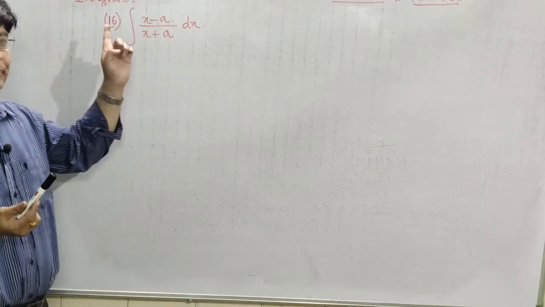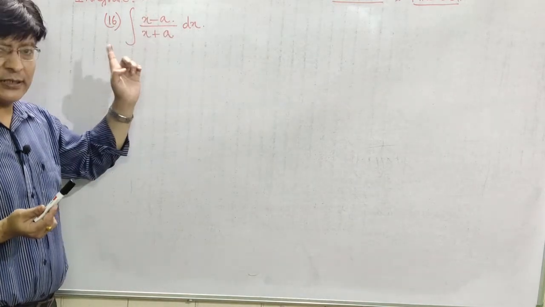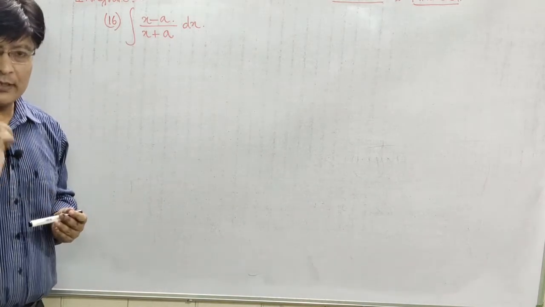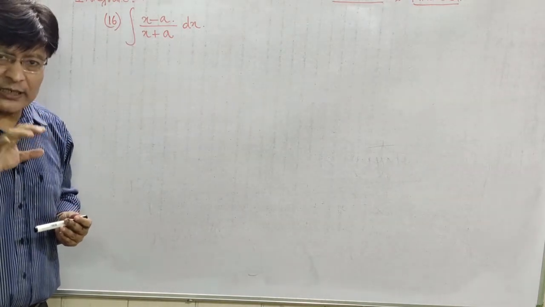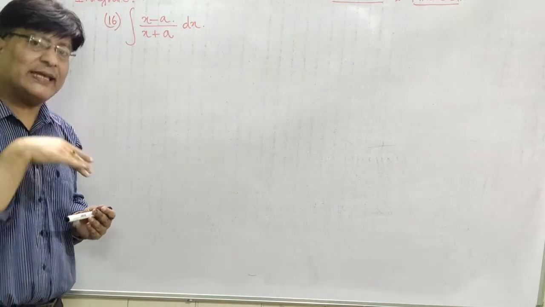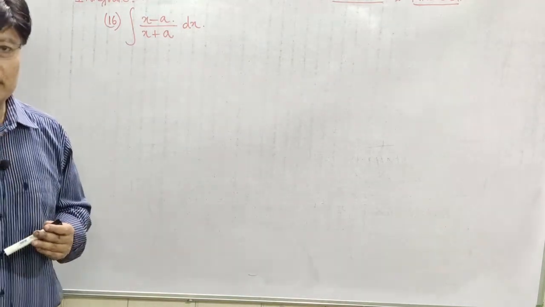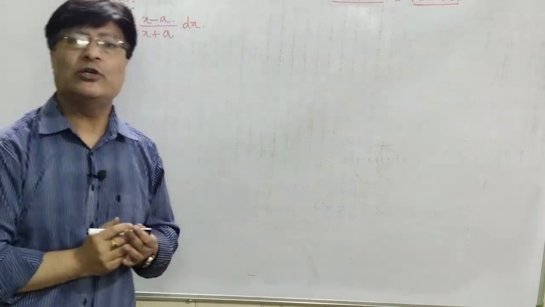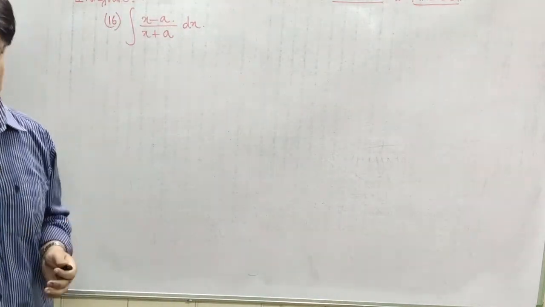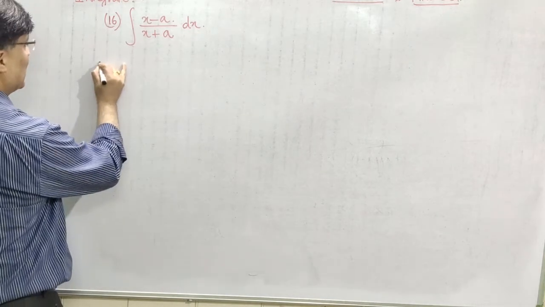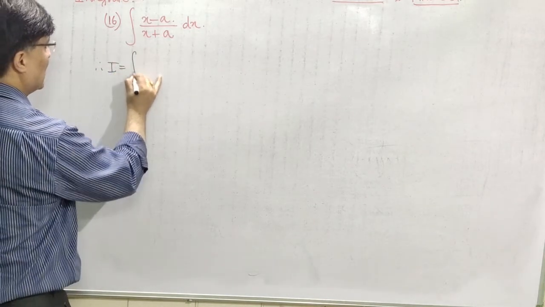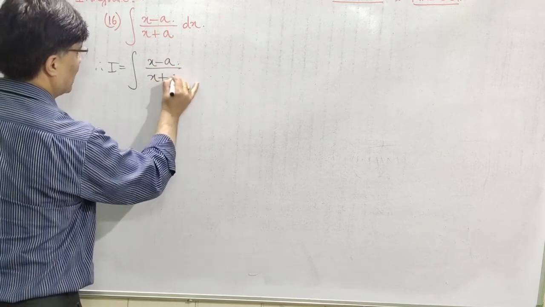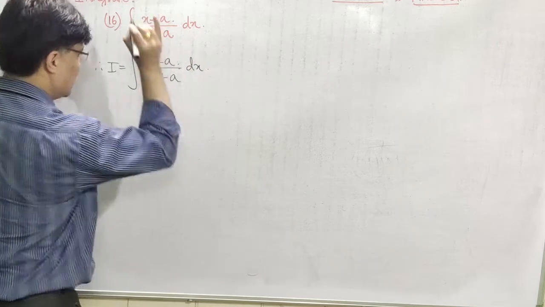What did we see here? The highest power of x in the numerator and the highest power of x in the denominator are the same. So what do we do? Whatever is in the denominator, that same expression we write in the numerator. Okay? So let us write it as I is equal to integration of x minus a divided by x plus a dx.